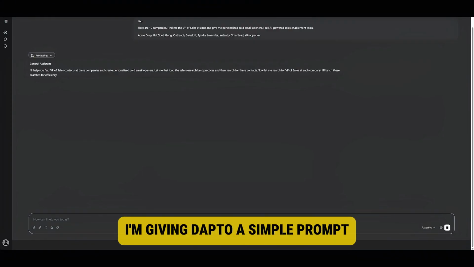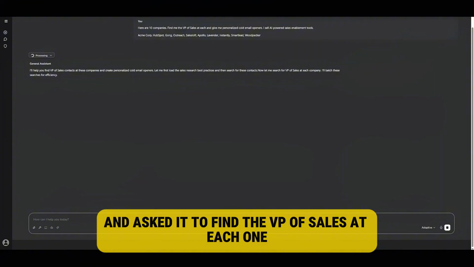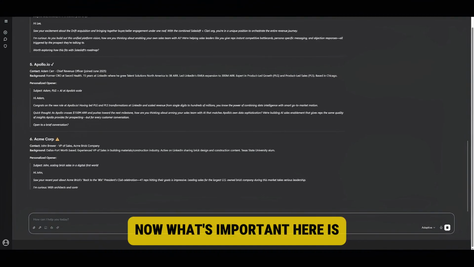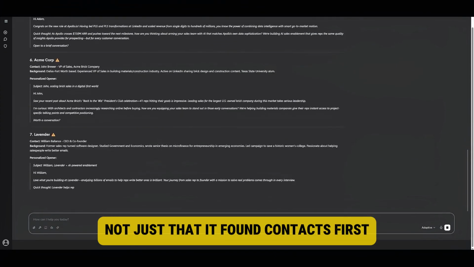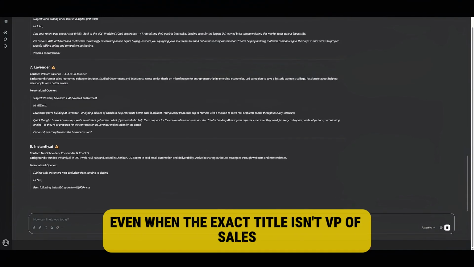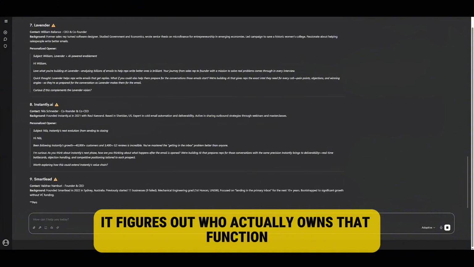Here I'm giving Dapto a simple prompt. I've listed 10 companies and asked it to find the VP of sales at each one and generate personalized cold email openers. And this comes back almost instantly. Now what's important here is not just that it found contacts. First, it identifies the right person even when the exact title isn't VP of sales. It figures out who actually owns that function.